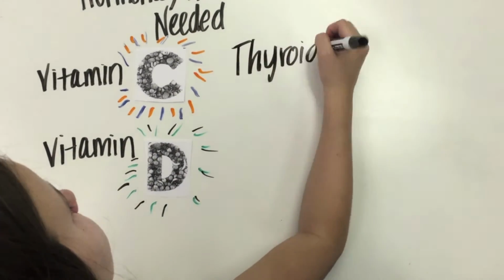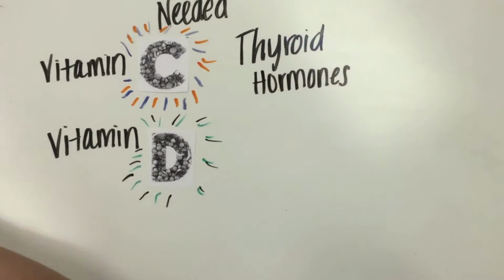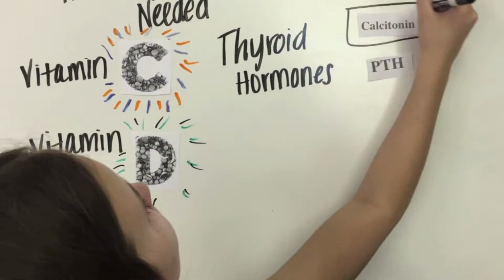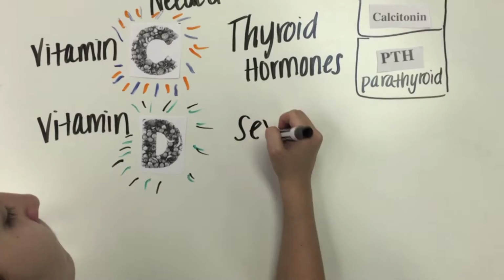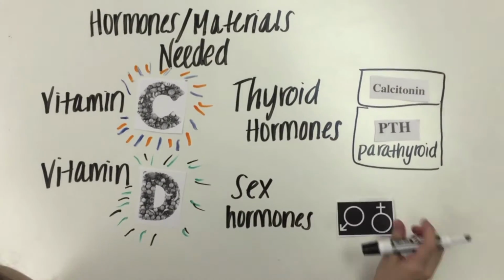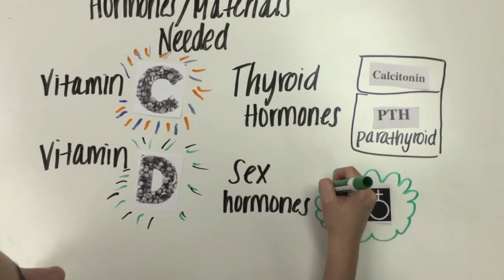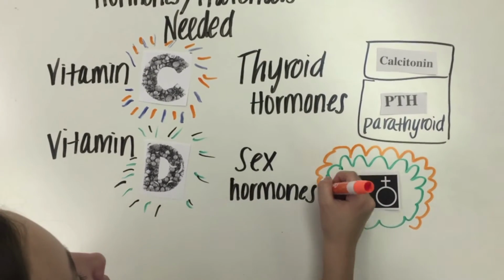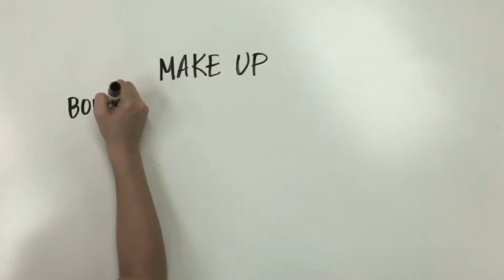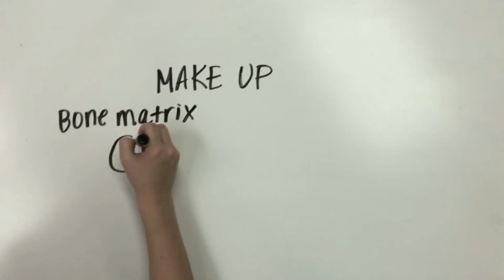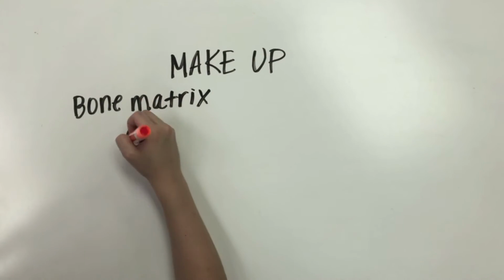Thyroid hormone, such as calcitonin, which discourages growth, or parathyroid hormone, which encourages osteoblast activity, and sex hormones, such as testosterone and estrogen, which stimulate ossification at the growth plate and are also responsible for the masculinization and feminization of bones. Bone makeup. The main constituent of bone is the bony matrix, or formed element.